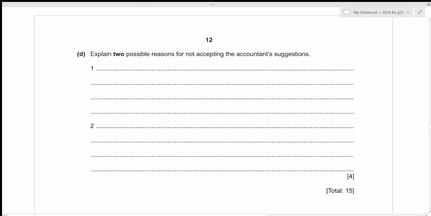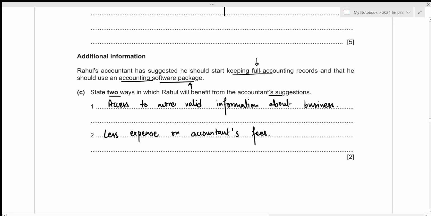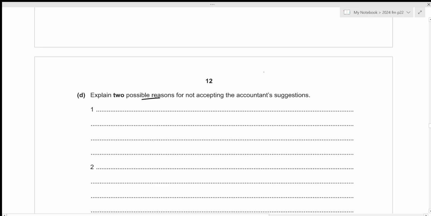We now need to explain two possible reasons for not accepting the accountant's suggestions. So not accepting the fact that he should now maintain full accounting records and not using an accounting software package. Now the first argument against full accounting records is that maybe Rahul feels like he does not need any more detailed information about the business and is satisfied with how the business operates and whatever rewards he receives from the business as of now, without any need of full accounting records.